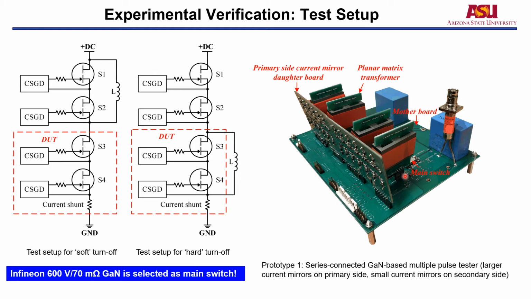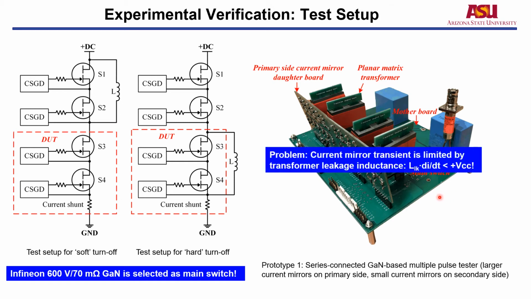For the first prototype, we have a large current mirror daughter board on the primary side, and we have our isolation transformer, and we also have our current mirror circuits for the secondary side. The drawback for this prototype is the current mirror transient is limited by the transformer leakage inductance because the di/dt should be smaller than the power supply voltage.